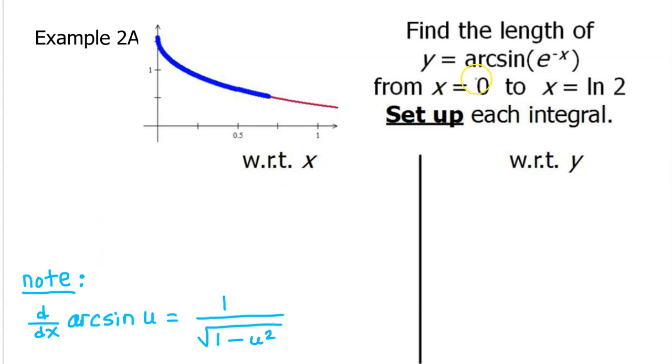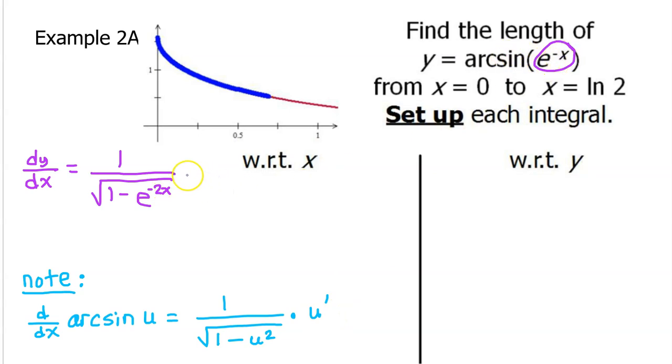In a moment we will need dy dx, the derivative of arcsine, but let's remember the memorized rule. The derivative of arcsine u is 1 over the square root of 1 minus u squared, and then because of the chain rule we have to multiply by u prime. In this case u is e to the negative x, so u squared will be e to the negative 2x. We have to multiply by u prime. The derivative of e to the negative x is negative e to the negative x.